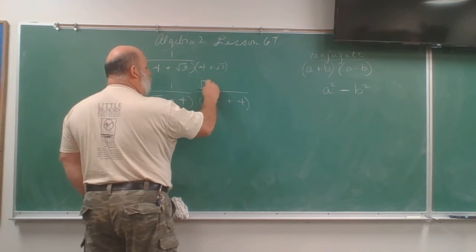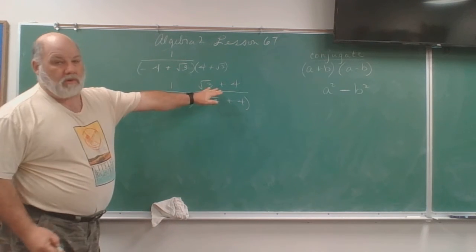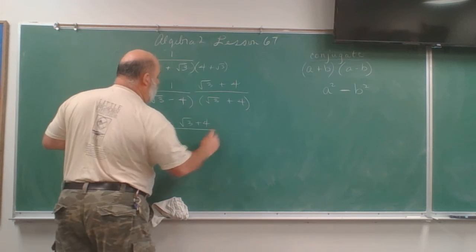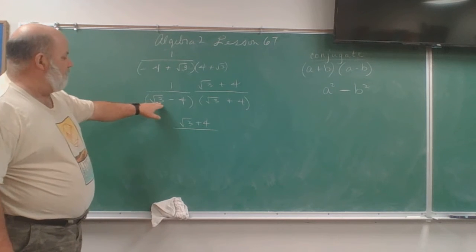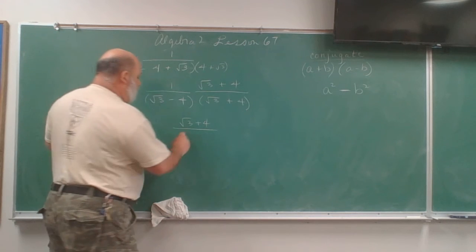In the numerator, square root of 3 plus 4. So 1 times square root of 3 plus 4 is just going to give me square root of 3 plus 4 in the numerator. And what did I say? Your denominator is always the first one squared. What is the square root of 3 times the square root of 3? It is 3.